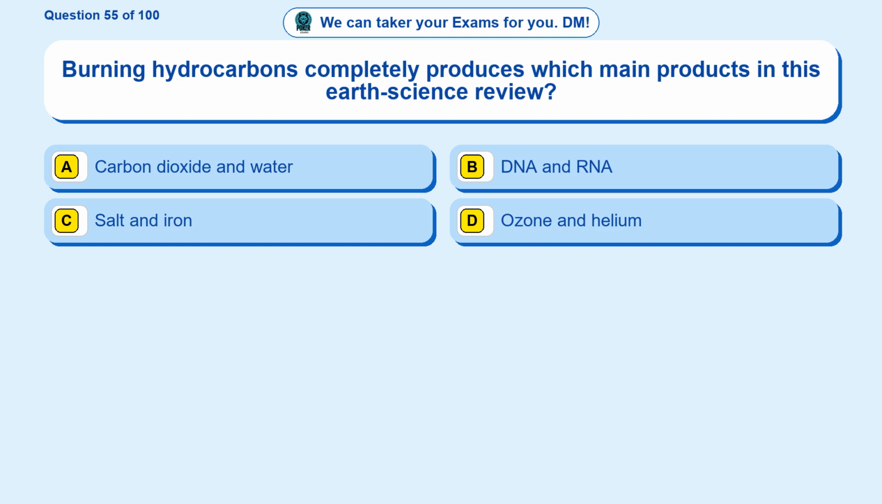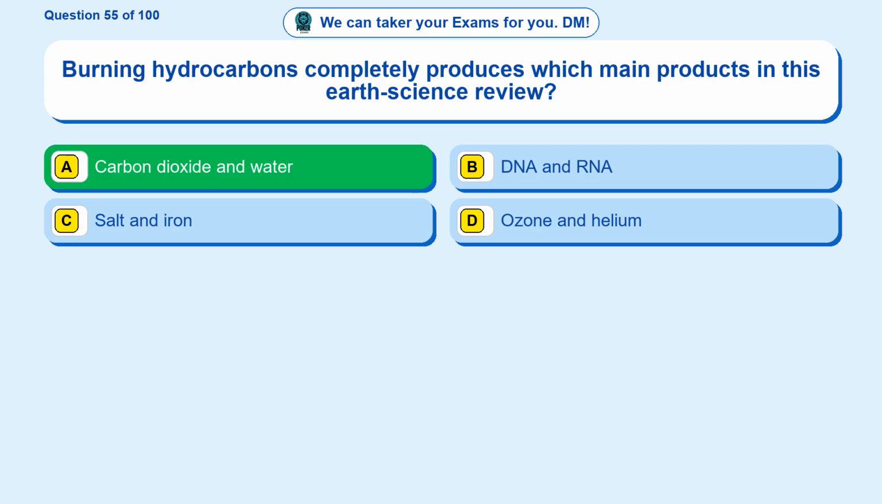Question 55. Burning hydrocarbons completely produces which main products in this earth science review? Option A, carbon dioxide and water. Option B, DNA and RNA. Option C, salt and iron. Option D, ozone and helium. The correct answer is option A, carbon dioxide and water.